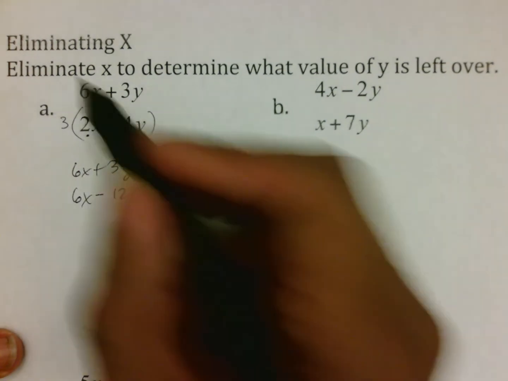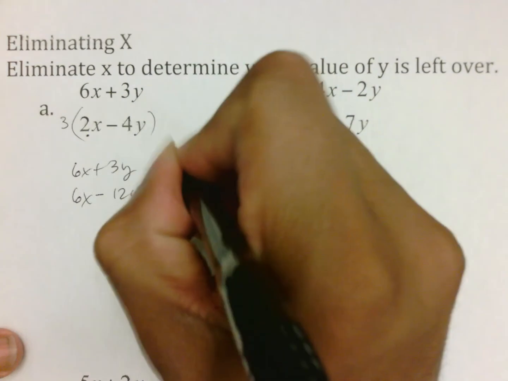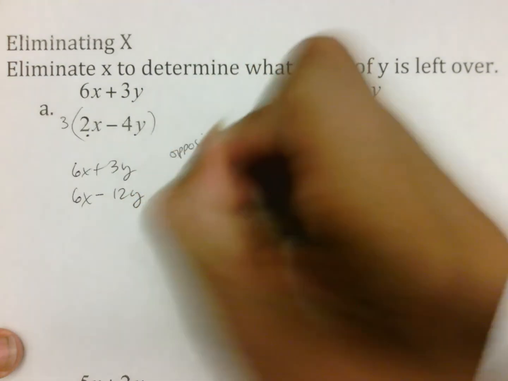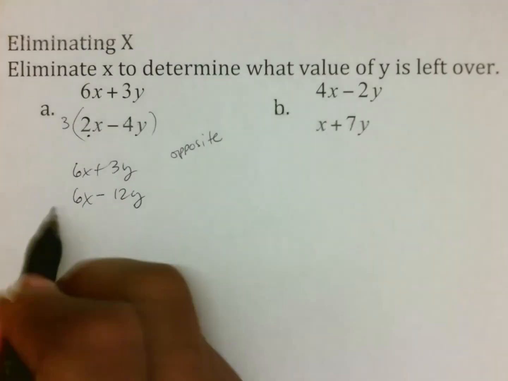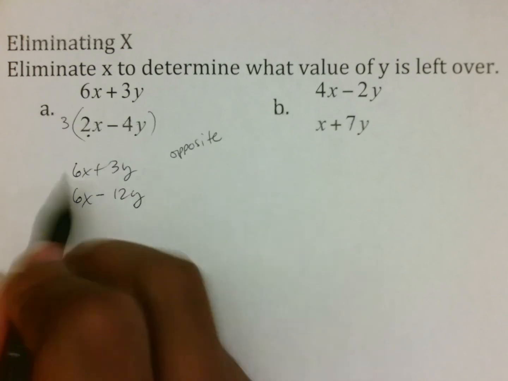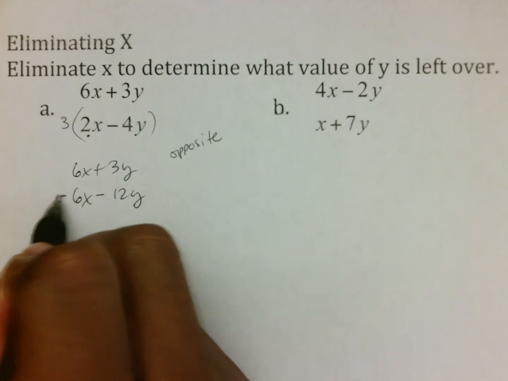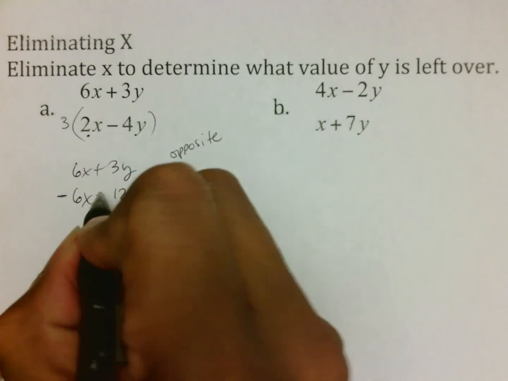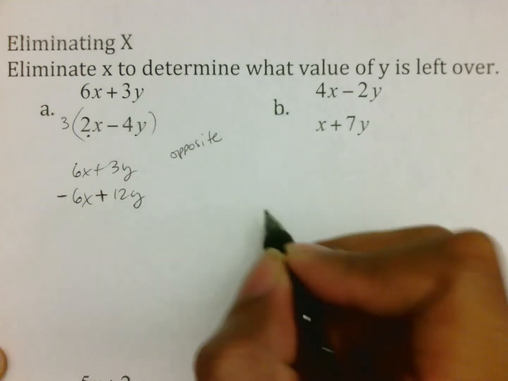Here's the thing though. If you want to eliminate x, that means they need to be opposite. And so to make them opposites, what you do is you take your bottom row and you simply switch every sign. So watch carefully. This is a positive 6x. I will make it negative. This is a negative sign. Watch how I just simply write a line through it, making it positive.